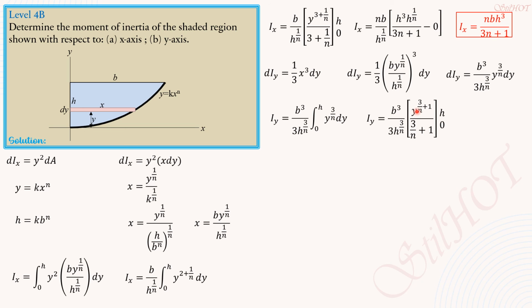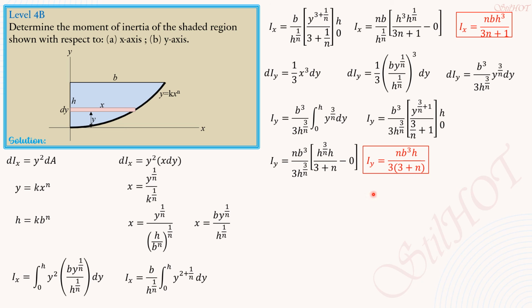And this is h to the 3 over n times h, so that we can cancel h to the 3 over n. So Iy equals nb cubed over 3h to the 3 over n, times h to the 3 over n times h, over 3 plus n. Simplified form of this, then minus the lower limit 0. So we can cancel h to the 3 over n. So Iy is nb cubed h over 3 times the quantity 3 plus n.